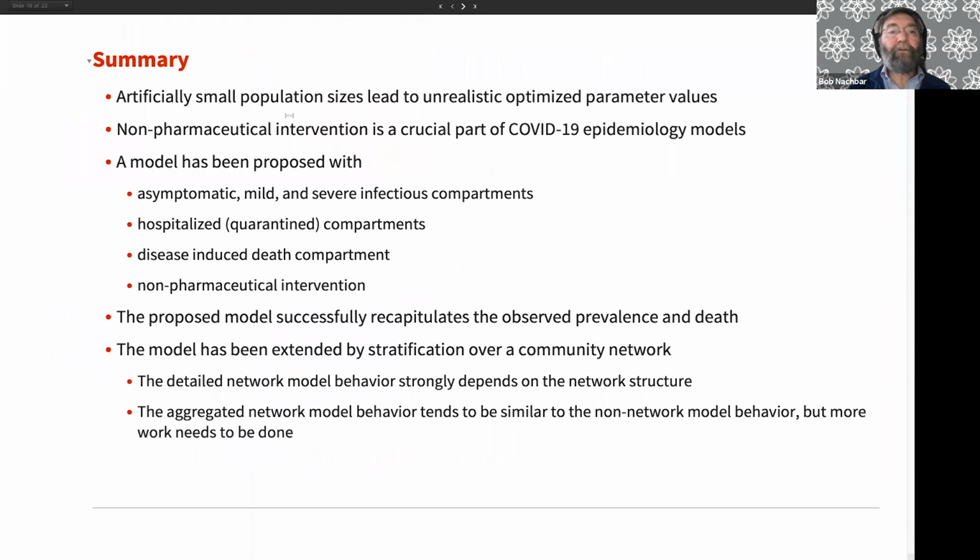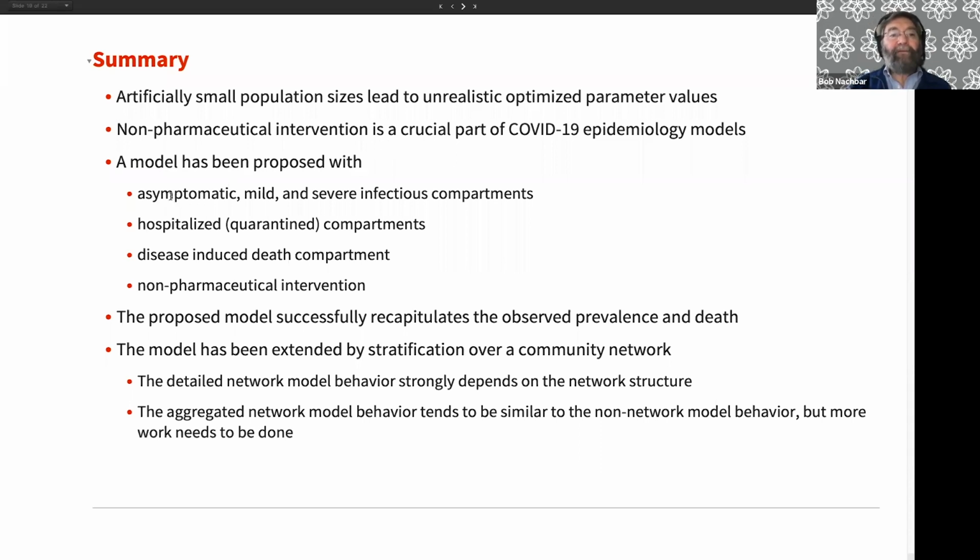So the artificial population sizes led to an unrealistic optimized set of parameter values, and that's what I was trying to overcome. Non-pharmaceutical interventions can play a crucial role in the model in terms of its behavior, and the real trick is trying to mathematically model what's happening socially within the population. Don't get caught up in the details of trying to model what the effect of masks is, what the effect of distancing is. It's probably better just to come up with an effective model that you can put a few dials on to control its shape.